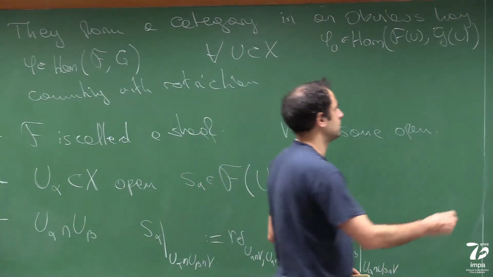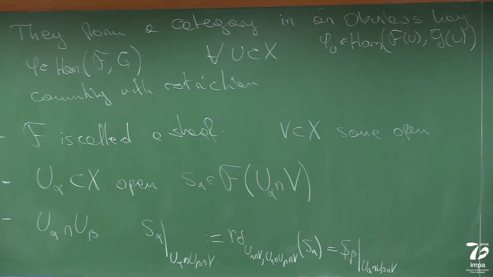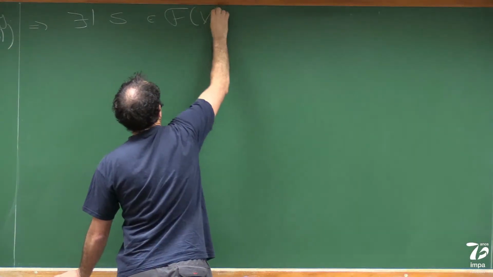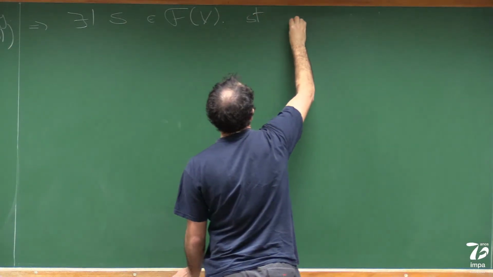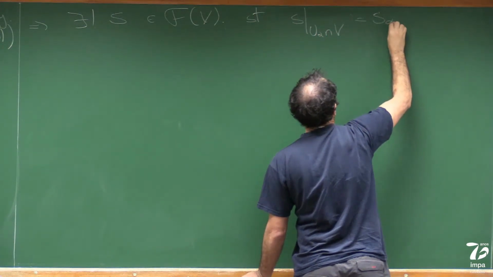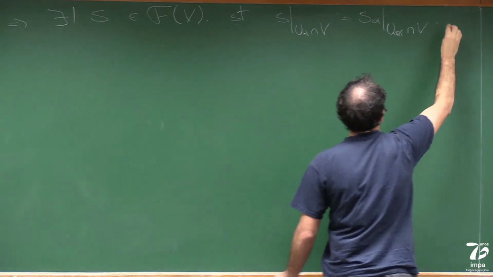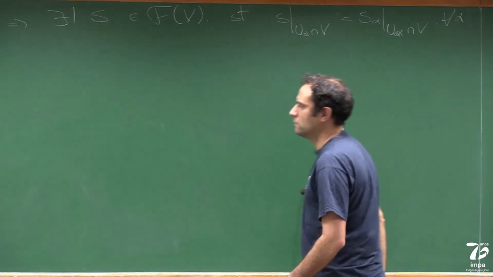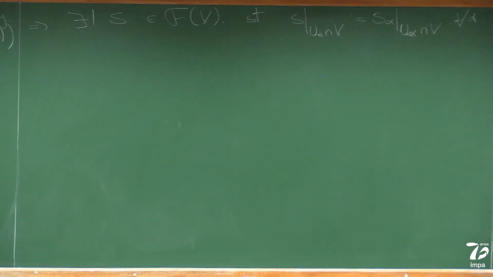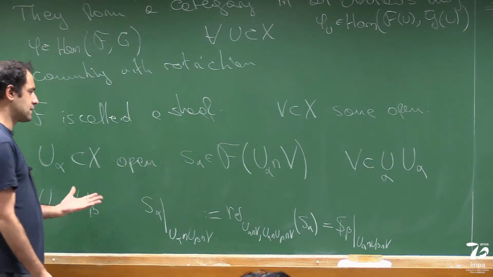Then there exists a unique S, which is a section of V, such that S restricted to U alpha intersected V is equal to S alpha restricted to U alpha intersected V for every alpha. The only condition is that V has to be included in the union of all these U alphas. So the U alphas are some collection of opens that cover the whole of V. And that's what it means to be a sheaf.